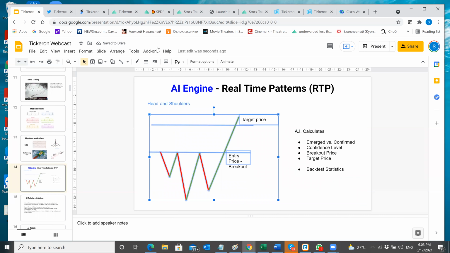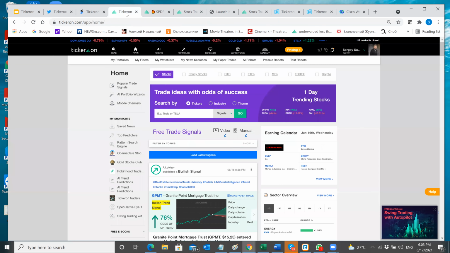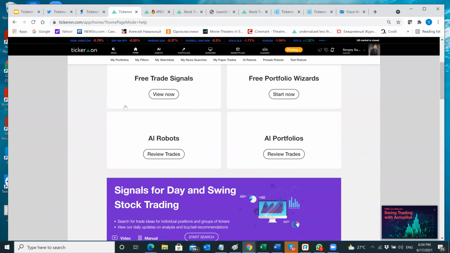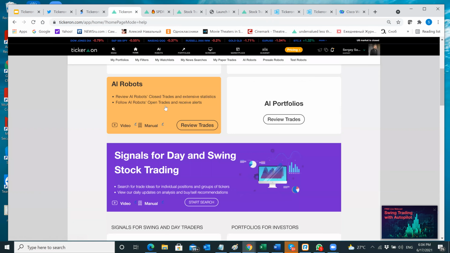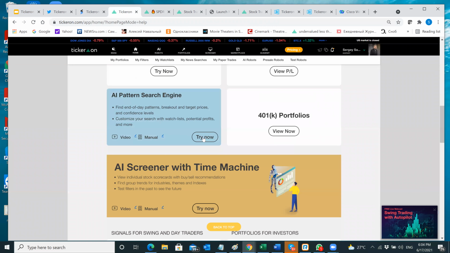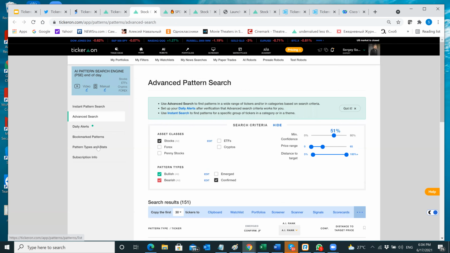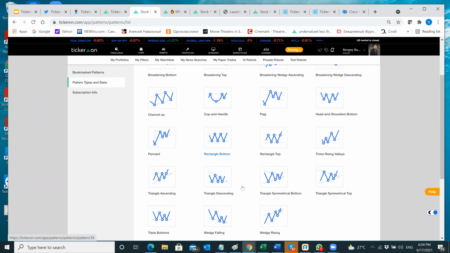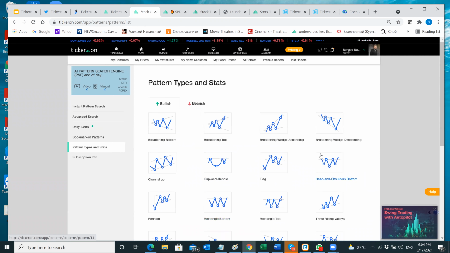So let me show you examples. The way to use it is always to click on help, and then you can easily find all our modules. We have trend prediction engines and the pattern search engine. So you click try, okay? You can try it for free, but the way it works, you see these very well-known patterns, and with this, you see head and shoulders bottom, and that's a bullish.